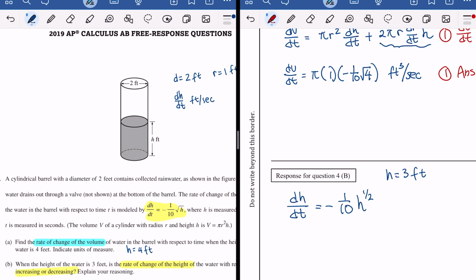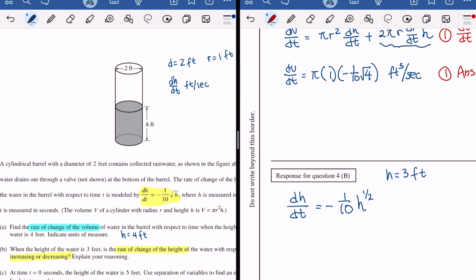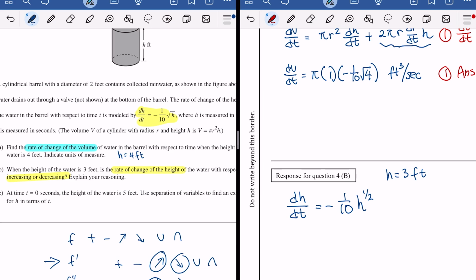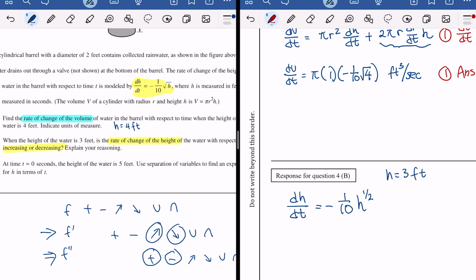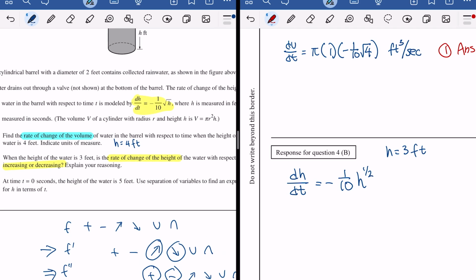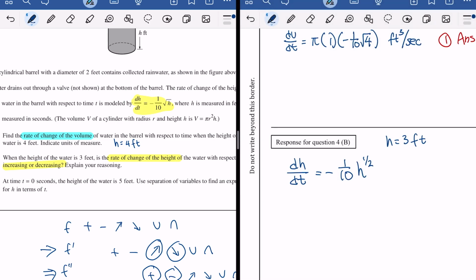Part B is giving us the height of the water is 3 feet and asking us if the rate of change of height with respect to time is increasing or decreasing. So we do have a tool called the Calculus House that can help remind you how to justify our answers. If we want to prove the rate of change is increasing or decreasing, we need to show f double prime is positive or negative. And in this case, f double prime will be the derivative of dh dt. I have rewritten dh dt as negative 1 over 10 h to the 1/2 power. This way it's easier to do the power rule.